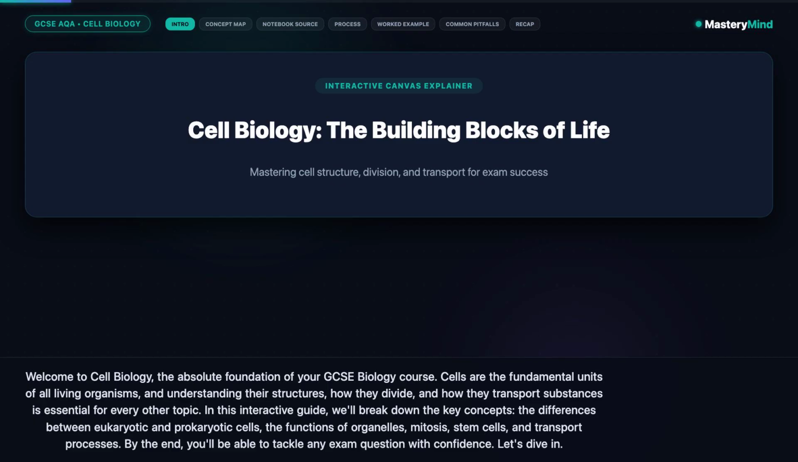In this interactive guide, we'll break down the key concepts: the differences between eukaryotic and prokaryotic cells, the functions of organelles, mitosis, stem cells, and transport processes. By the end, you'll be able to tackle any exam question with confidence. Let's dive in. Let's map out the two main cell types.